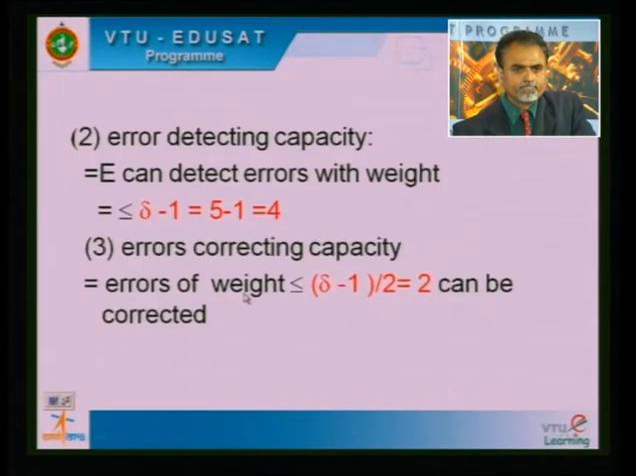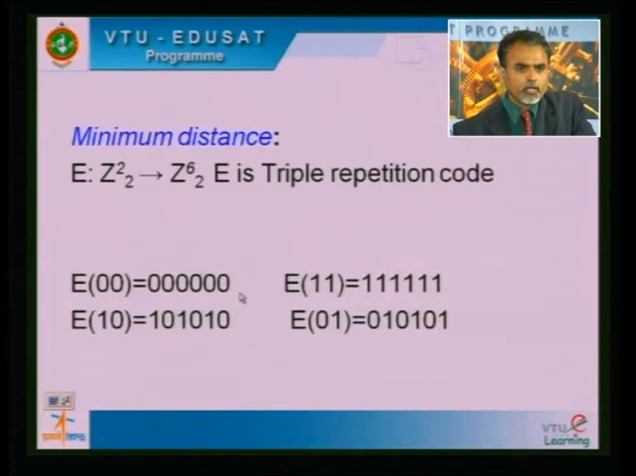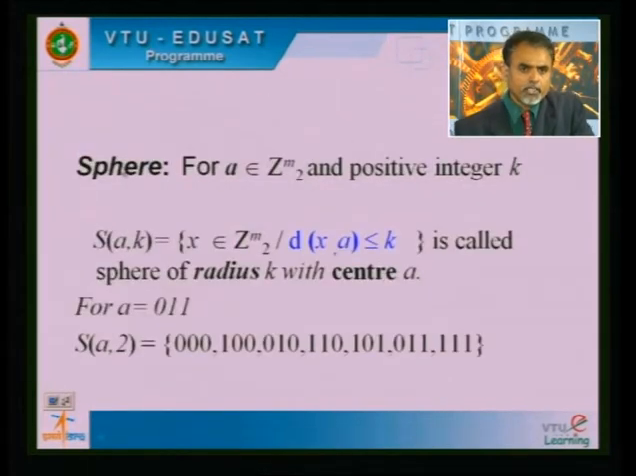Similarly, we shall come to that one left slide where sphere is also defined. Sphere for a belonging to z to the power n, with radius a positive integer k, we should write a radius here, is S(a, k), the set of all x belonging to z to the power n such that the distance between x and a is less than or equal to k.